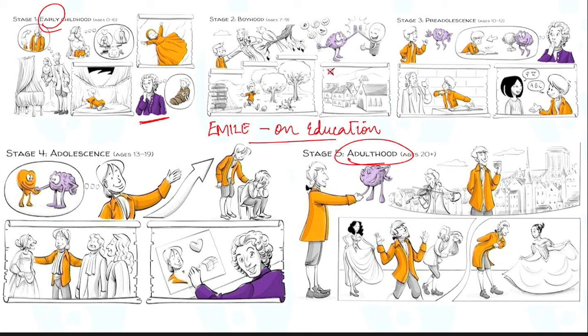Then the next stage, the boyhood stage, from the age of 7 to 9. Here the child should be educated to perfect his senses, because this is the time when the senses are receptive to all kinds of information. All the information should be perceived correctly, and to perceive it correctly, the senses should work properly. So good judgment and proper senses have to be developed in the boyhood stage, age 7 to 9.